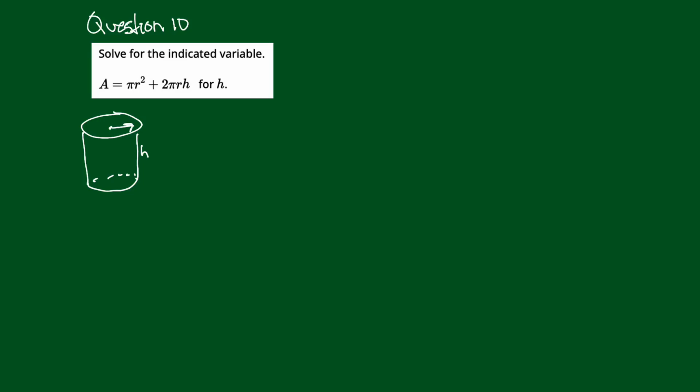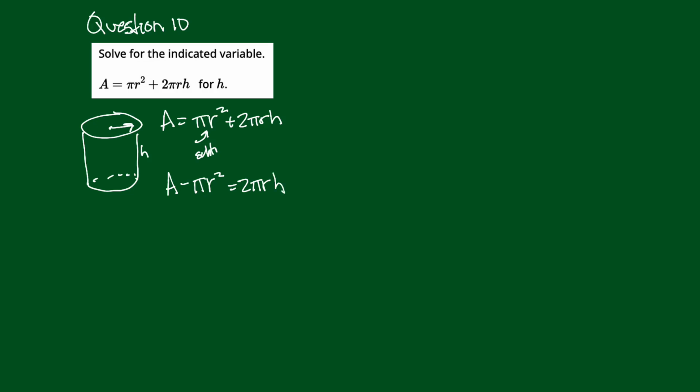All right, so I want to solve this for h. So why don't we start by rewriting the equation. I just like to do that. A is equal to pi r squared plus 2 pi rh. Now, let's start here. There's no h here, so let's subtract that. I'll get A minus pi r squared. That's equal to 2 pi rh.